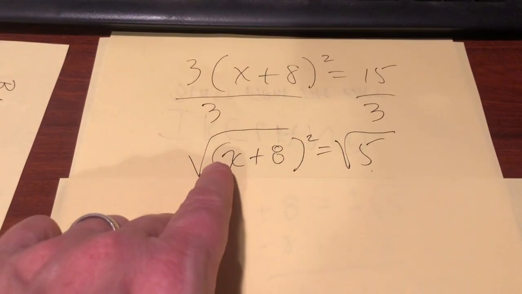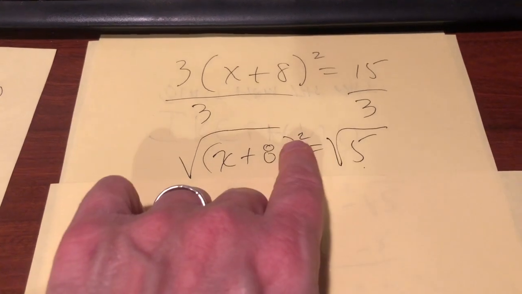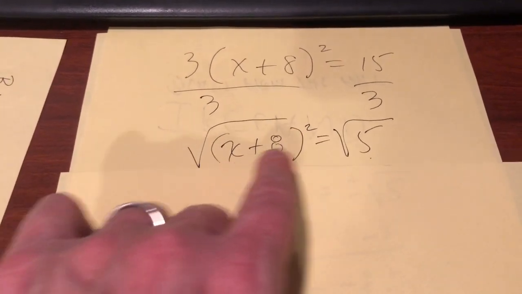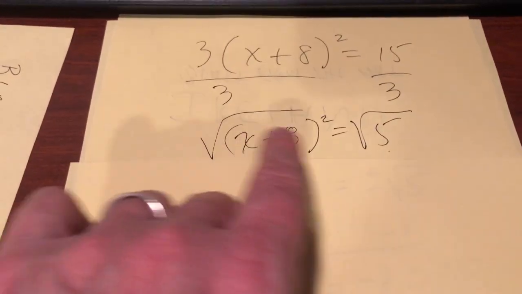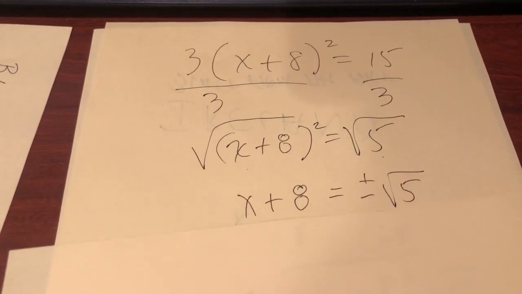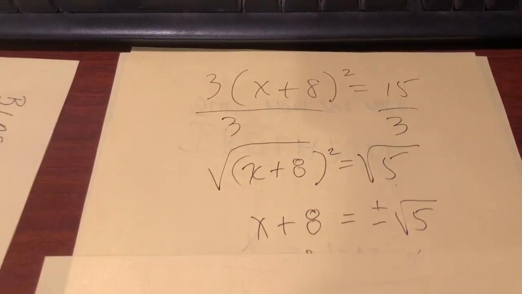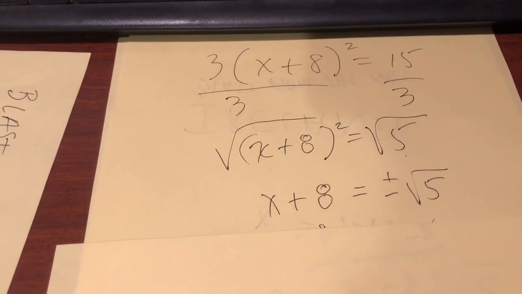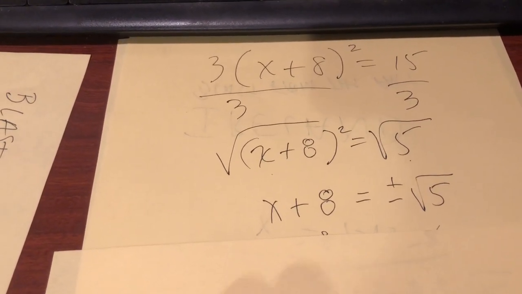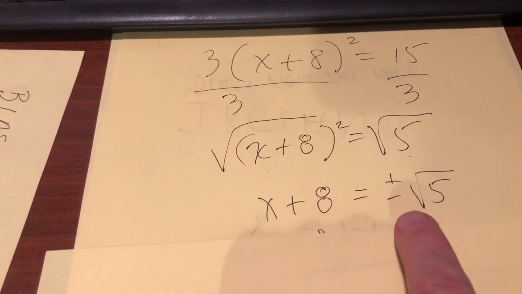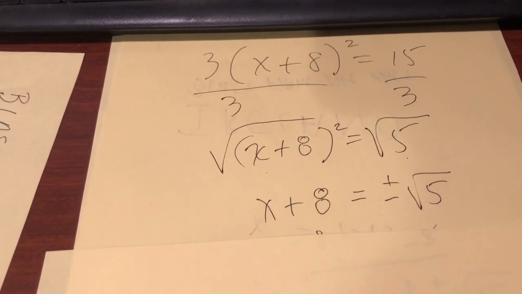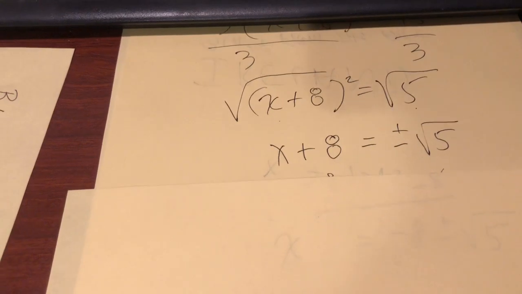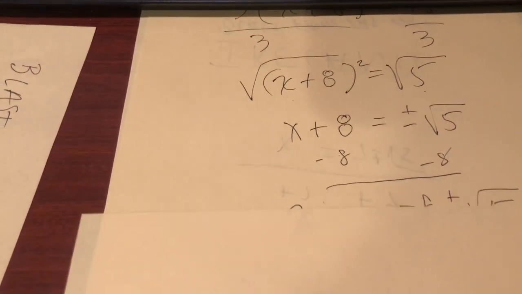Then we take the square root of both sides, because this square tells us that in order to get rid of it, we need to take the square root of both sides. Then we have x plus 8, and everything else disappears. On the right side, two answers: plus or minus the square root of 5. 5 is a prime number, so we can't do any more than that.